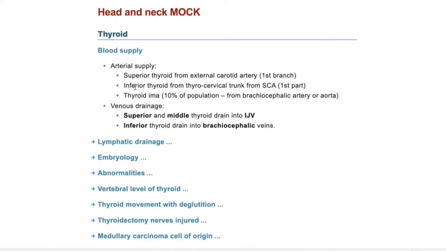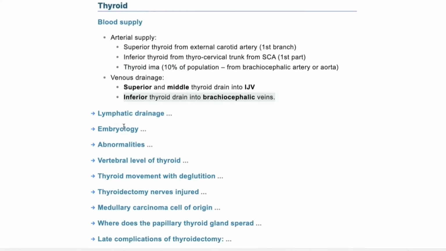Sounds really good. Well done. So, like I said, the first two things you said are correct. We can add the thyroid ima artery in 10% of the population. Yeah, okay. And the superior and the middle thyroid vein. Can you tell me the lymphatic drainage of the thyroid gland?